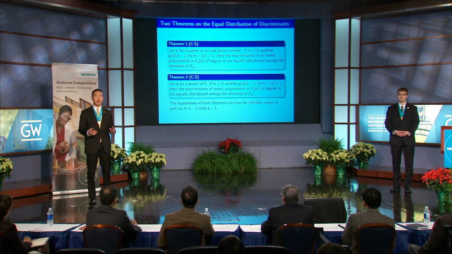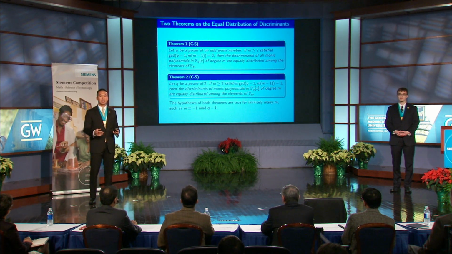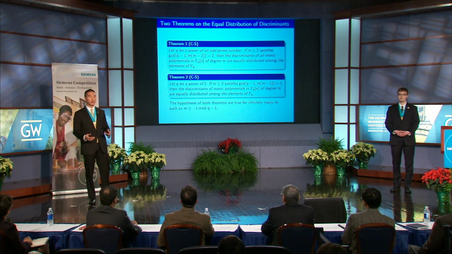For our first main result, we proved that this condition is always sufficient for equal distribution whenever Q is odd. For even Q, we modified our condition a little bit to have the GCD equal 1 instead of 2, and we proved that this condition is also sufficient for equal distribution. These results lead us to a startling conclusion, that for all Q, there exist infinitely many degrees with equal distribution over FQ, and the gaps between these degrees are actually always bounded by Q minus 1. This means that the patterns Michael just showed you will actually continue indefinitely if we extend the tables.